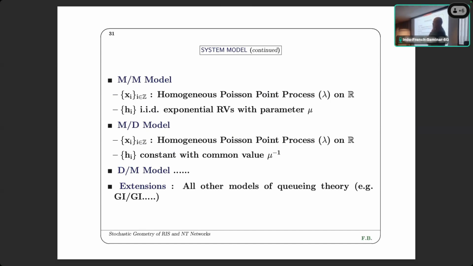There is the MD model. Guess what it is? Say Paris: all buildings are the same height, except perhaps the Tour Montparnasse or something like that. So low. The DM model, more grid-type things and so on. And all the extensions you can think of in terms of queuing theory, with the GG, GI, GI, and so on.